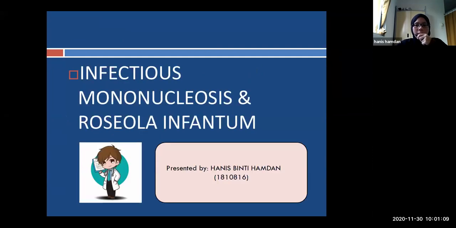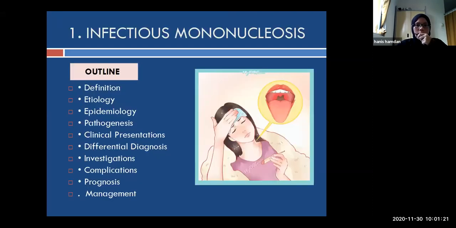My name is Hanis binti Hamdan with metric number 1810816, and I will present about infectious mononucleosis and roseola infantum. This is the outline for my presentation today.